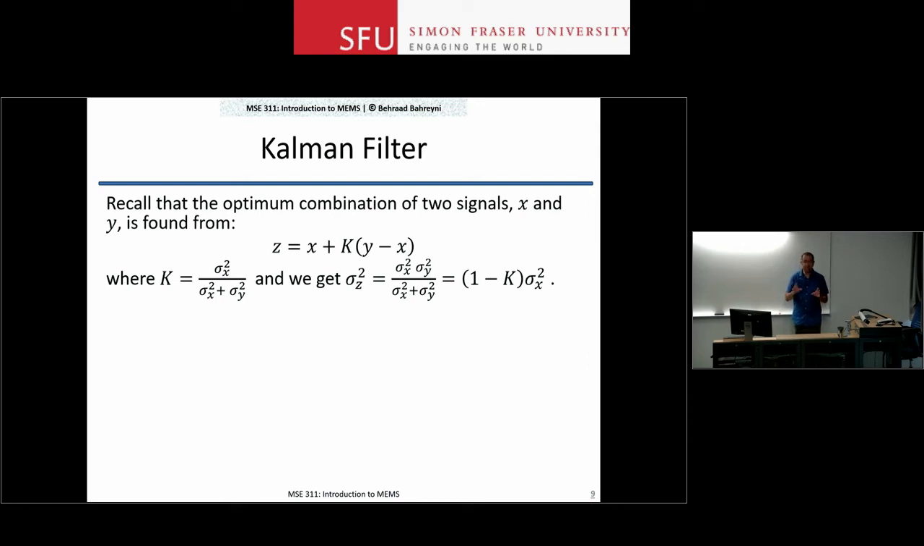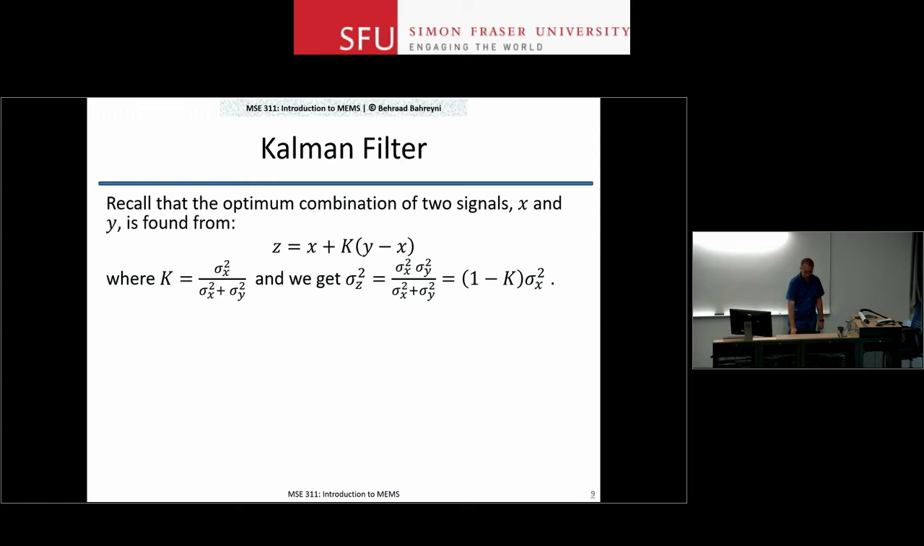If we do it this way, your Z will have a smaller variance than X and actually Y, but we're only looking at X now. Because K is between 0 and 1, you get a smaller variance for Z. This is what we want, right? We want to reduce the noise.